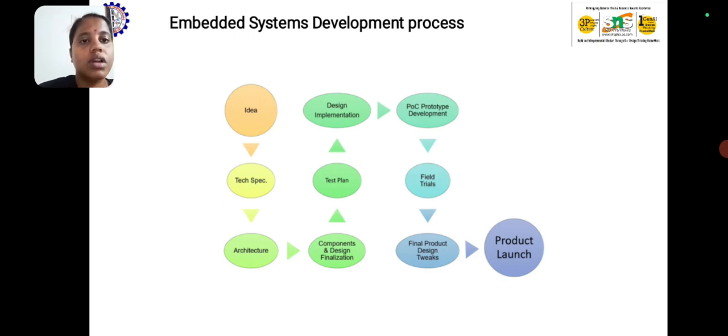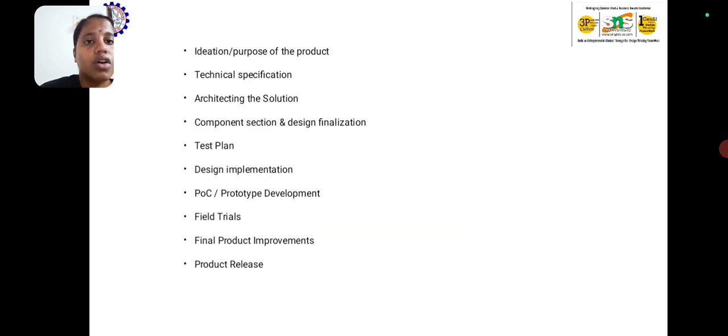Next one is the tech spec. That is, what are all the things you are going to include in the project, and what are all the systems you are going to include. Next one is the architecture, and next is the component and design implementation, then the test plan, and next one is the components and design finalization. Next one is prototype development. Next one is field trial, final product design tweaks, product launch.